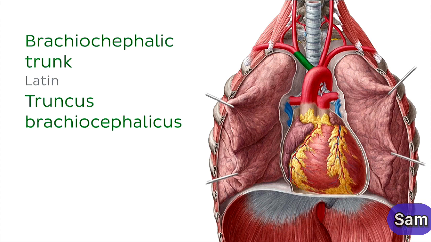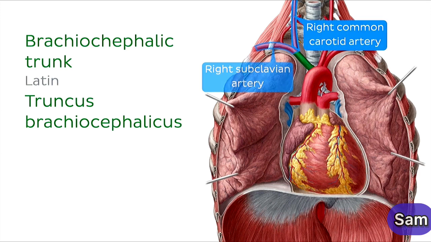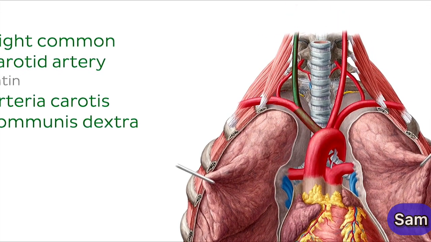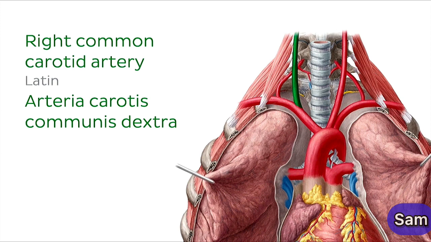So now we can see that this artery is actually pretty short before it splits into the right common carotid artery and the right subclavian artery. And we'll look at those next. So coming off the brachiocephalic trunk and going up the neck is the right common carotid artery. And we can see it pretty well here, but it's important to see it while the heart is in situ, since that's the whole point of the video.